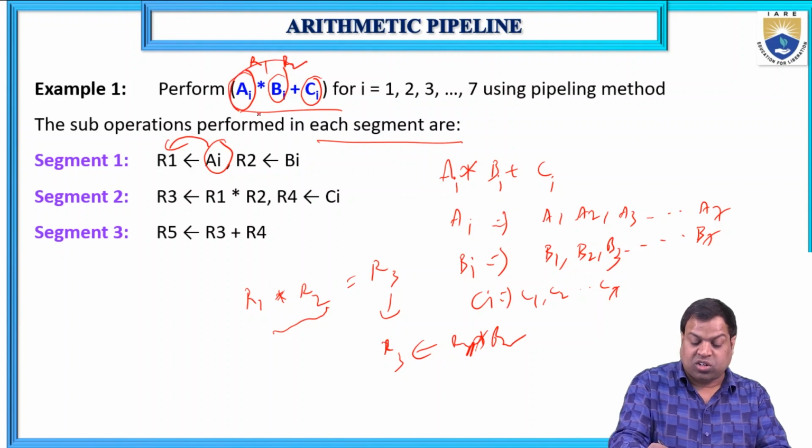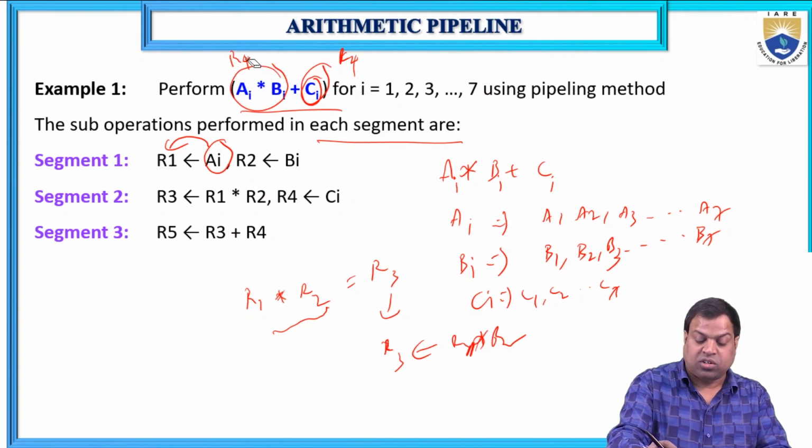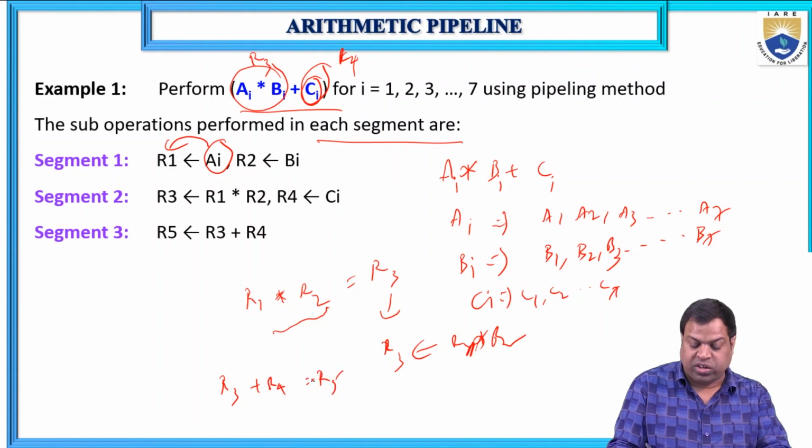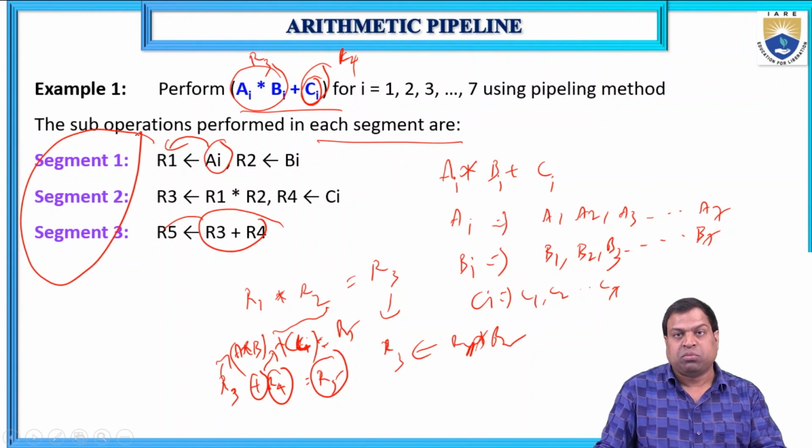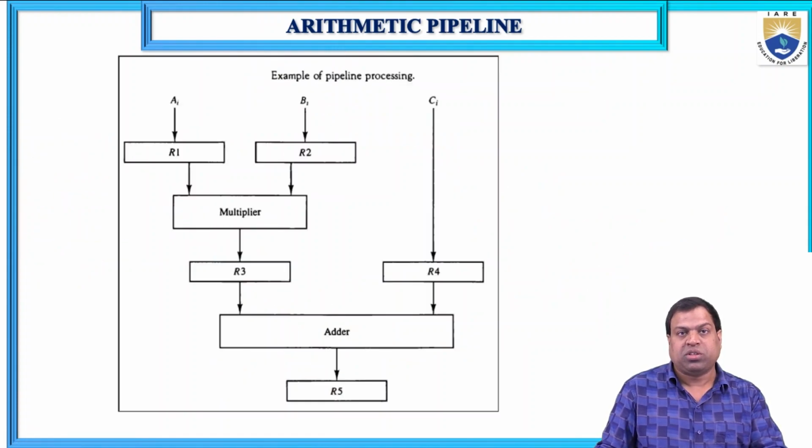So what is next? This is called R3. So Ci I am taking as R4. Ci equal to R4. So now R3 plus R4. What is the resultant value? R5. After the addition of the R3 value and R4 value, the resultant should be stored in the R5 register. So already we know that R3 is nothing but Ai into Bi, plus R4 is nothing but Ci. So A into B plus C, what is our final answer? Here I am taking R5. So R3 plus R4 equal to R5. How many segments do we need? In total we need 3 segments, that means 3 sub operations should be performed in the pipeline method.